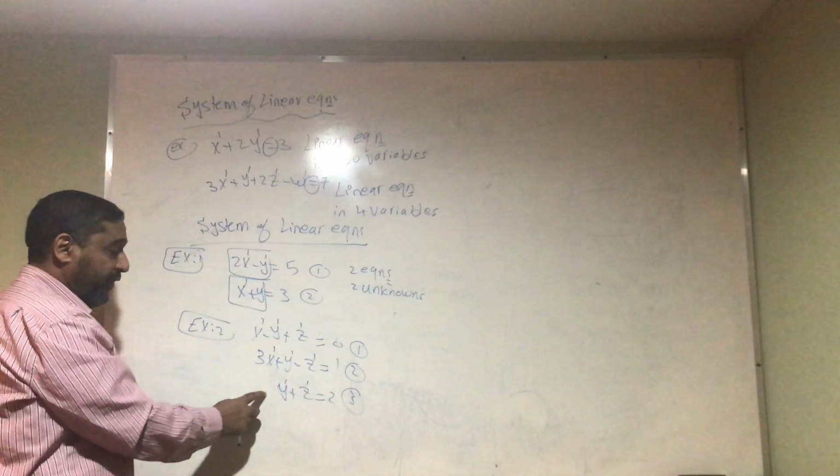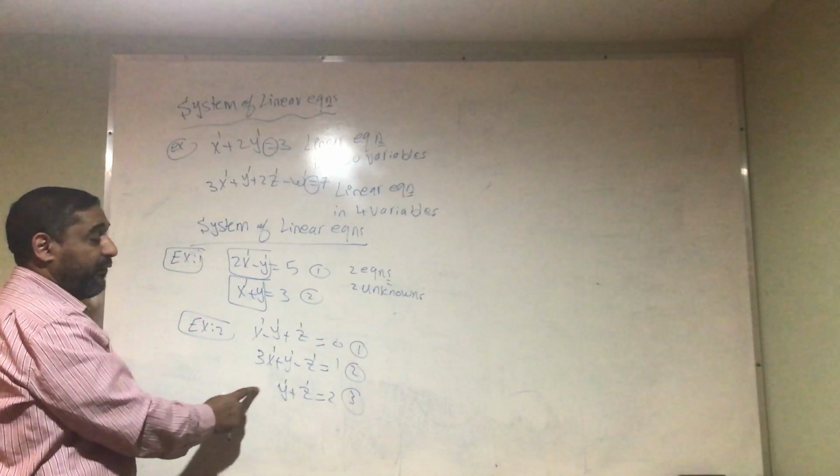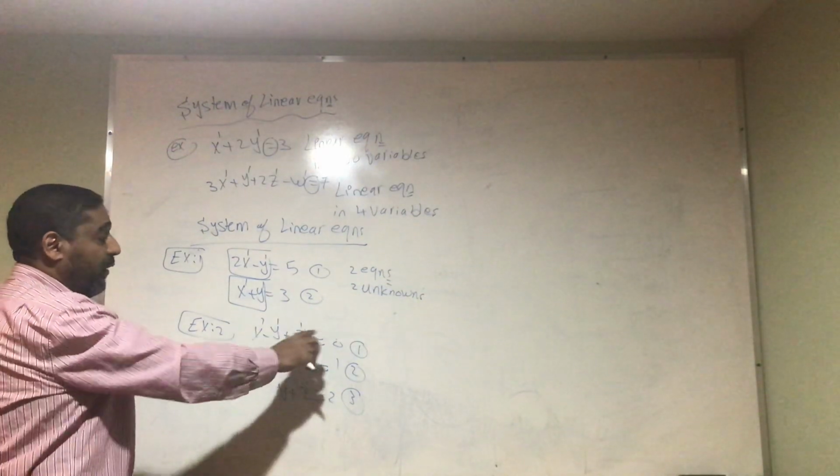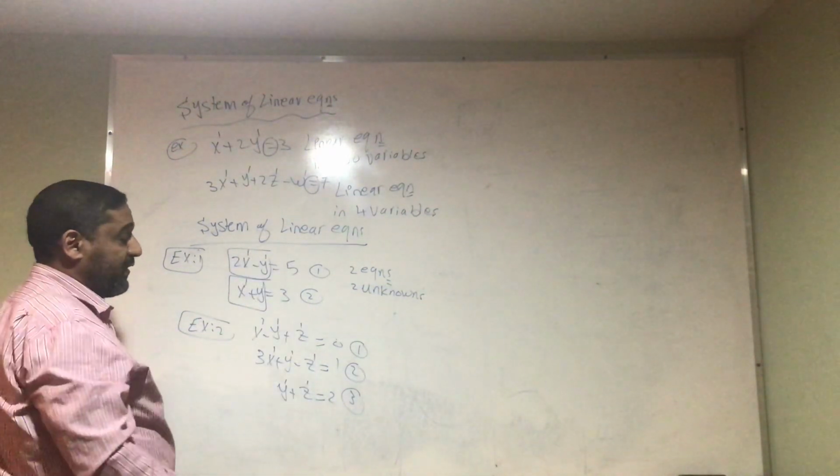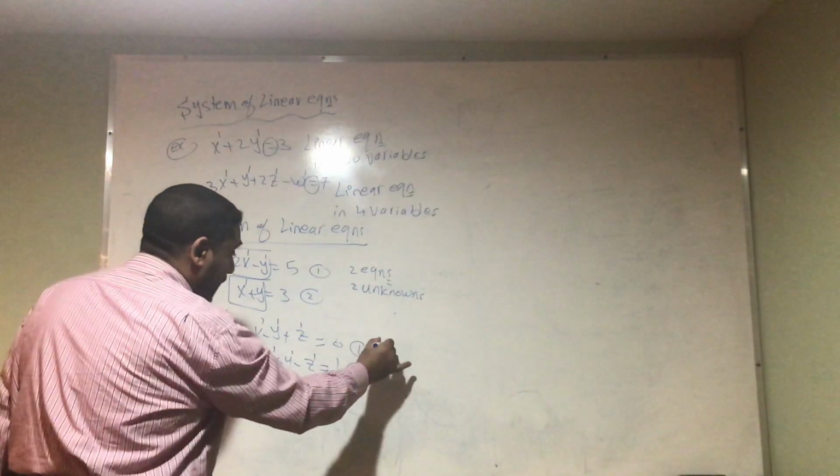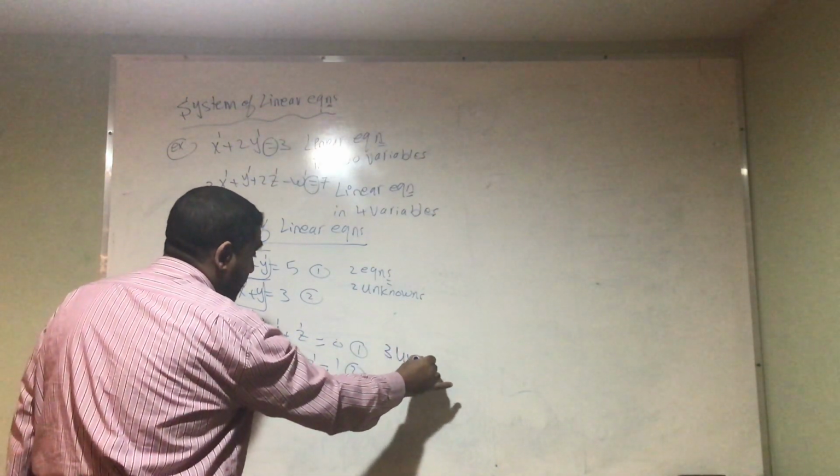So what is x? The coefficient of x here is 0. That's the reason you don't have x. So each one here is a linear equation, so you have a system of linear equations. How many unknowns, guys, here? You have 3 unknowns, or 3 variables.